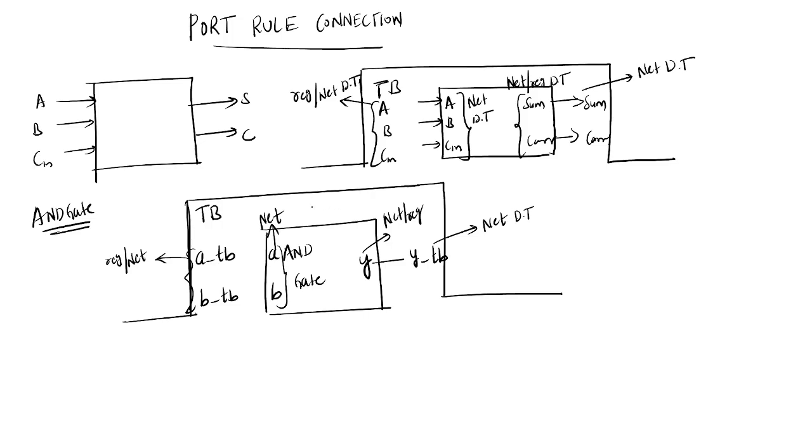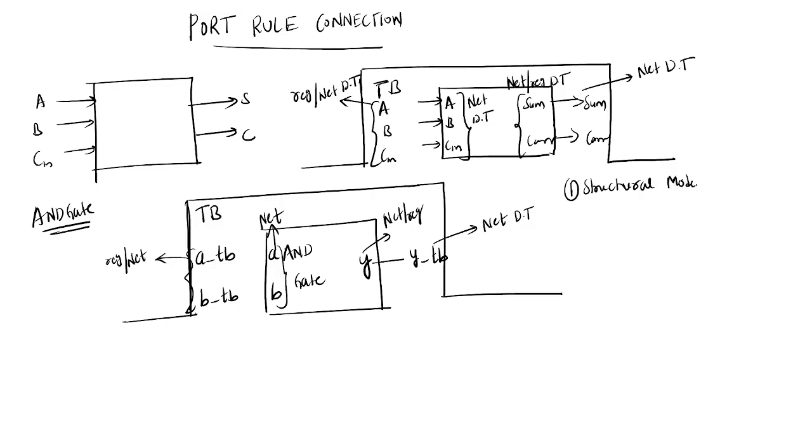Here, suppose I want to instantiate the design, there are two types of instantiation: connection by name and by position. This will be for the test bench. Or one more modeling is there, structural modeling.